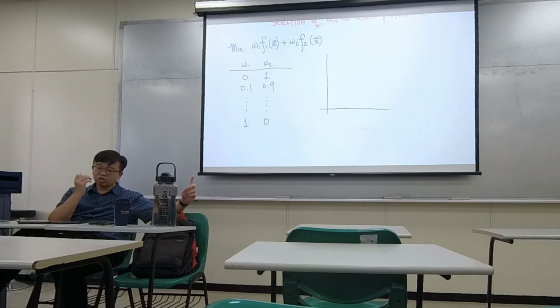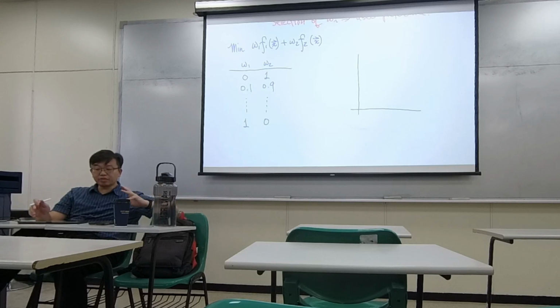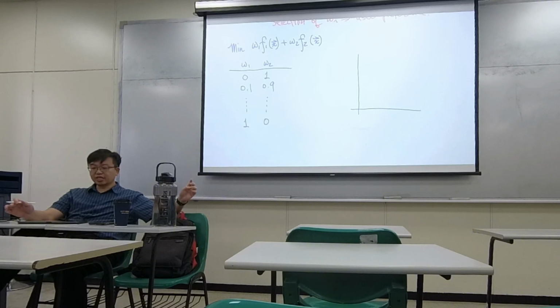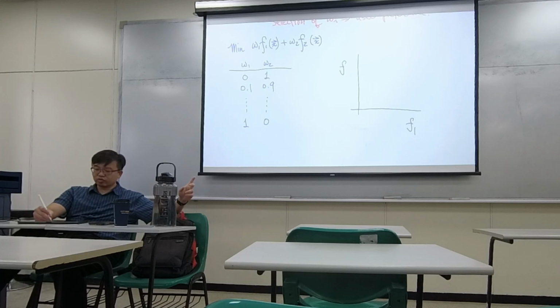So, no matter how many variables you have, you obviously have two objective functions. In this particular drawing I'm going to make on the right-hand side, it's a two-dimensional figure, and each axis represents each function value. So here is f1, and here is f2. Okay?